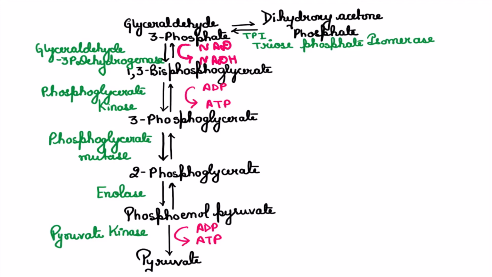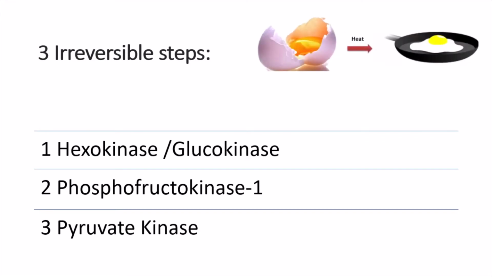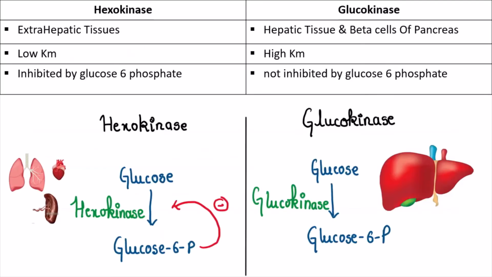After giving the overall view that shows that you know the pathway, you can now state that there are three irreversible steps: hexokinase or glucokinase, phosphofructokinase 1 and pyruvate kinase. Now most of the students use these terminology interchangeably, but hexokinase is an enzyme of extrahepatic tissues, glucokinase is an enzyme of hepatic tissues and beta cells of pancreas.